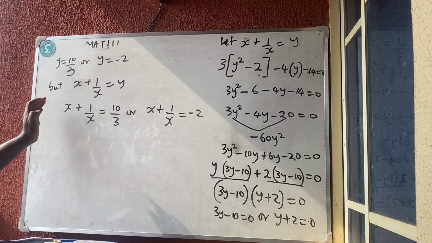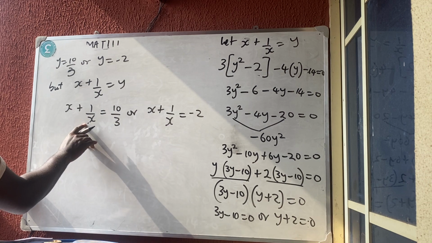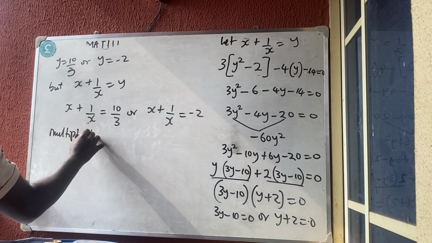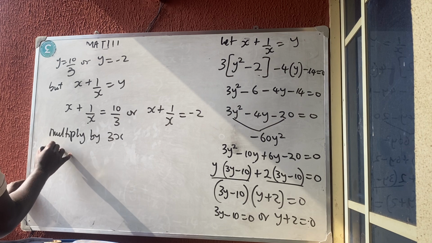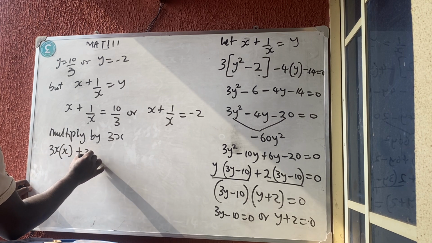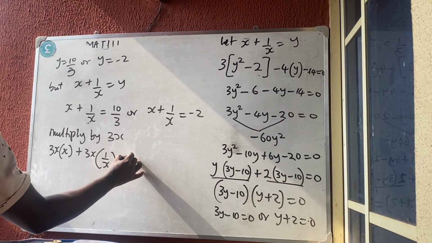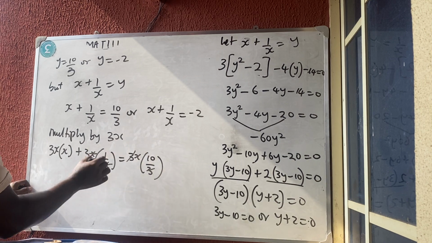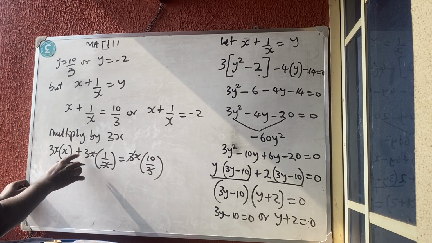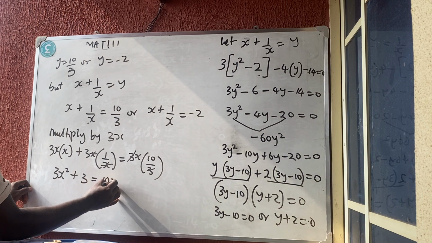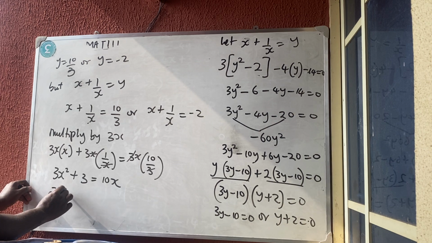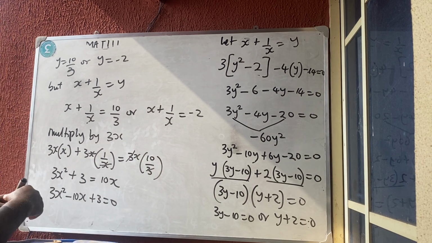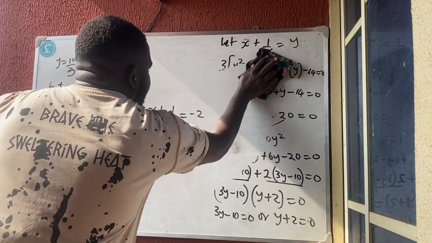So how do you clear the fraction? You clear the denominator by multiplying each of them by the LCM. So I'm going to multiply with 3x for this side. This side I'm going to multiply with only x. So for this side I will multiply by 3x. So I'm going to have 3x bracket x plus 3x bracket 1 over x is equal to what? 3x bracket 10 over what? 3. So x will cancel x here, 3 will cancel 3 here. So I'm going to have what? 3x squared plus 3 is equal to what? 10x. So if I bring this to this side, I'm having 3x squared minus 10x plus 3 is equal to 0. So this is another quadratic equation. So let's do the same thing here to get the next quadratic equation there. Okay.